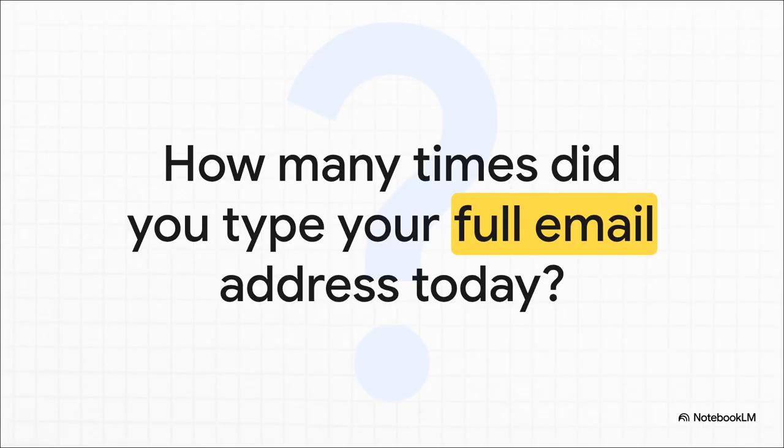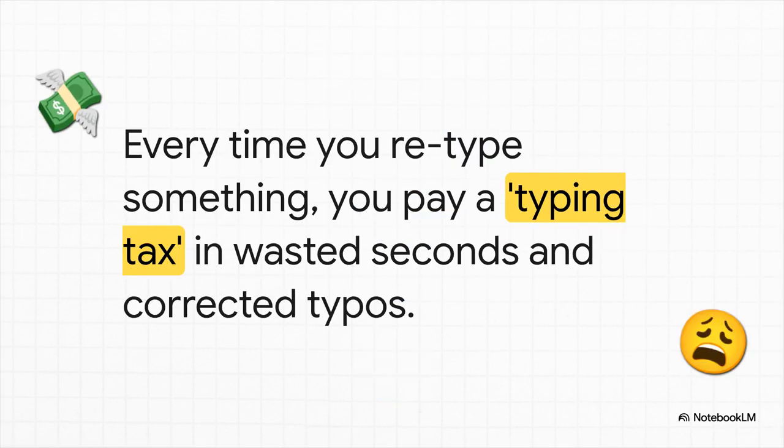Seriously, just think about it for a second. Your email address, maybe your home address, your phone number, that one polite sign-off you use in every single work email. How many times did those get typed out today? 5, 10, maybe even 20 times? Yep, every single time you retype something common, you're paying what you could call a typing tax. It's a tax paid in wasted seconds, and let's be honest, in all those annoying little typos we have to go back and fix. It might feel small each time, but trust me, it adds up day after day into a huge pile of wasted effort.